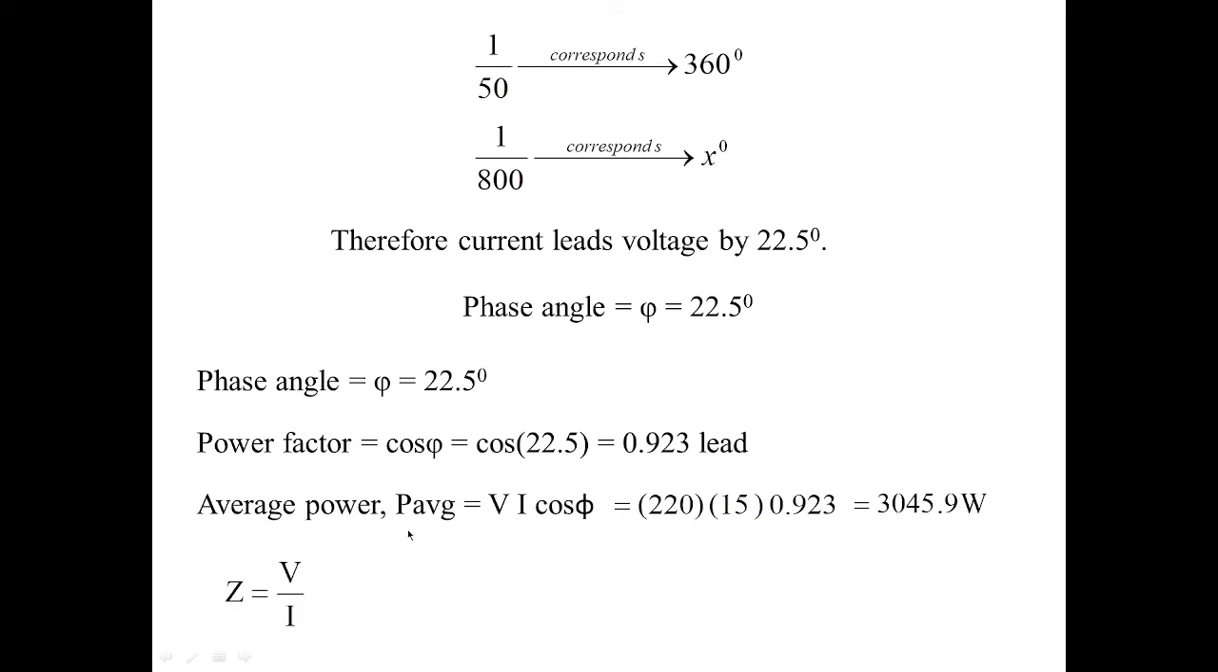So once we obtain the average power, let us calculate the other parameters. One parameter is impedance. Impedance is equal to V by I. So 220 divided by 15 will give you the impedance as 14.66 ohms. Now once the impedance value is obtained, we can easily obtain the resistance. For an RC circuit, R is equal to Z cos phi. So this value is obtained as 13.53 ohms.